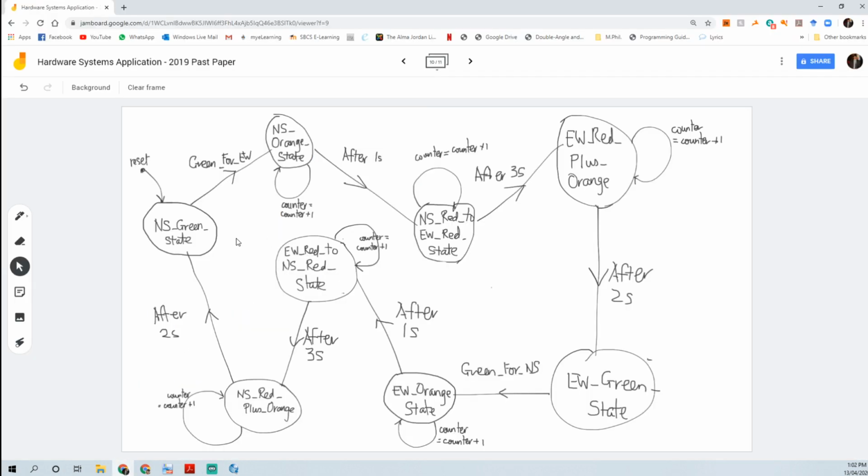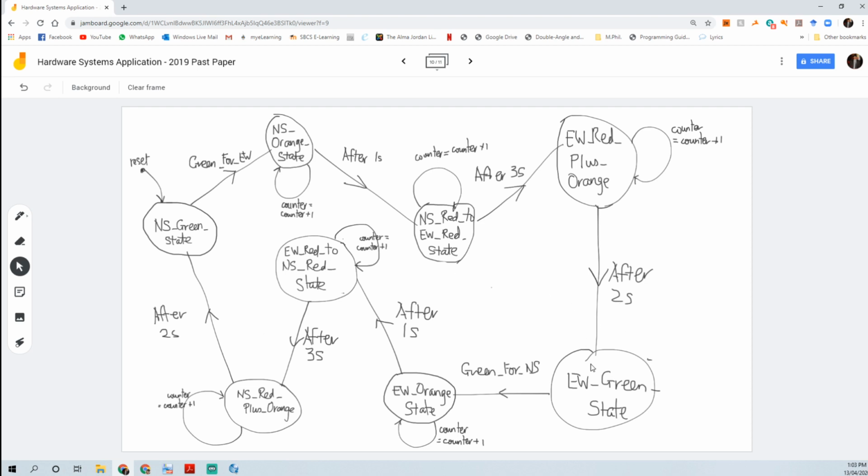Looking at the state transition diagram, when do we want to start counting? We want to start counting, that's this increment here, as soon as I enter this state. What is the condition for me to get to this state? Well, the condition for me to get to this state is when green for east-west is equal to high.